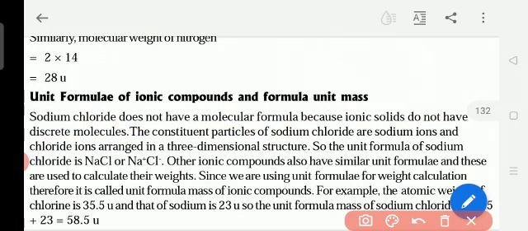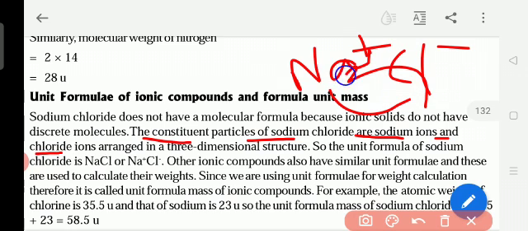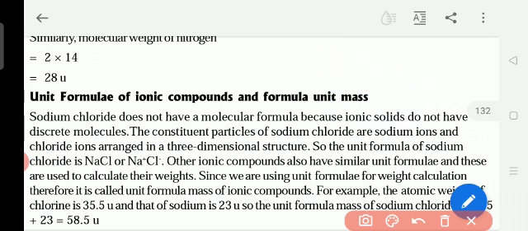Okay. So the constituent particles of sodium chloride are sodium ions and chloride ions. Since it has the charges, we call them sodium ion and chloride ion. Because in ionic compounds, atoms share and gain electrons to become a compound and to get 8 electrons in the valence shell. Okay, so it is a 3-dimensional structure. The formula unit of sodium chloride.